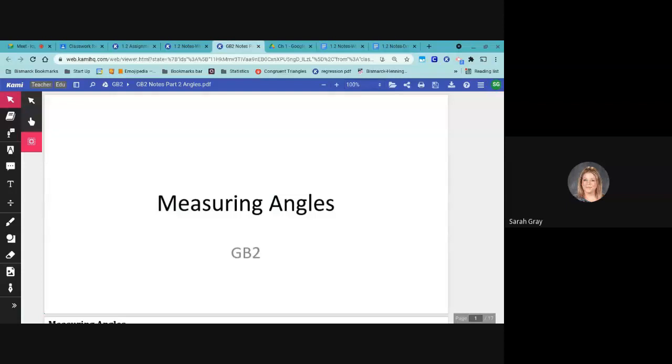Okay, so we're going to do some things with angles today. I know a lot of this is going to be reviewed from like junior high, so bear with me.